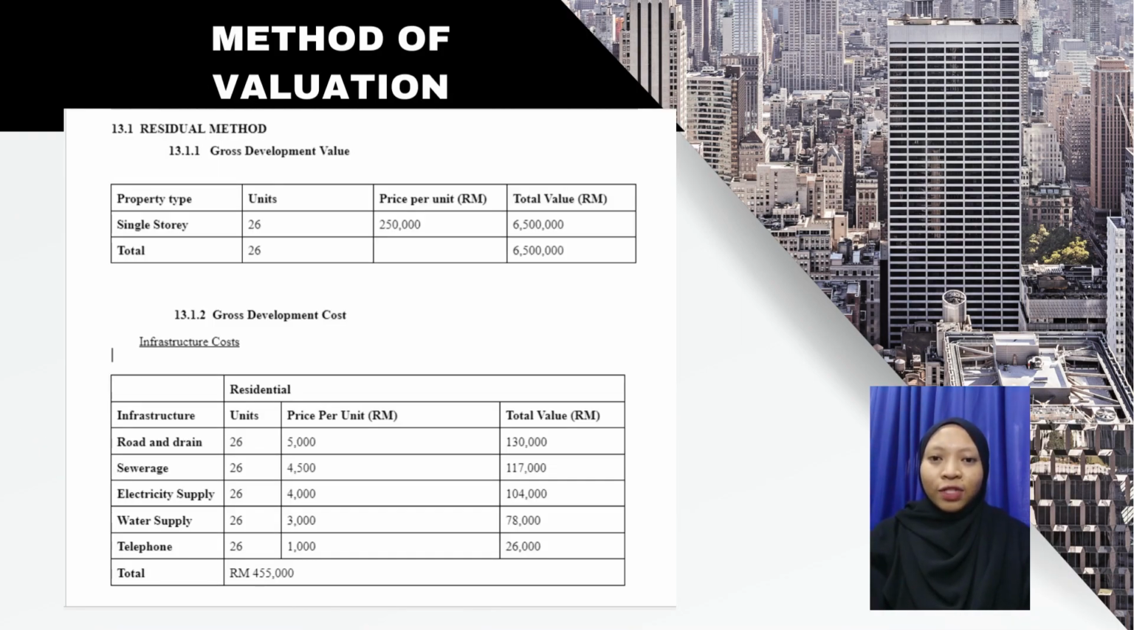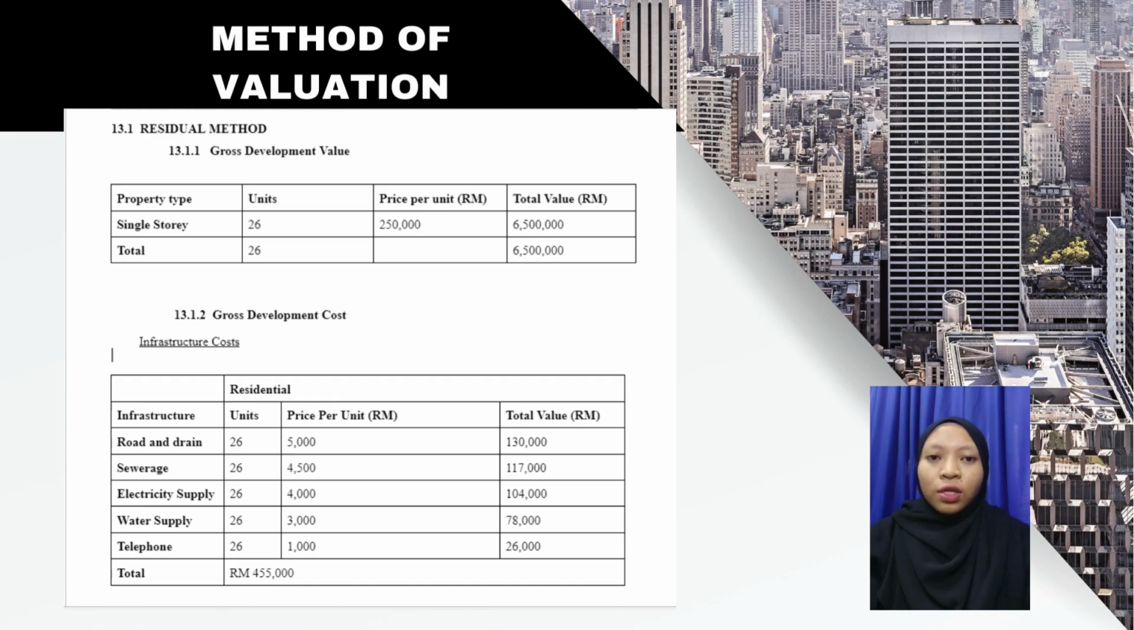Hi, my name is Siti Naura Shikin. Now we move to method of valuation. The method we use for this project to determine the market value of the subject property is the residual method as well as the discounted cash flow method. We decided to build 26 units of houses on our land, which cost 250,000 ringgit per unit, and 6.5 million ringgit for gross development value.